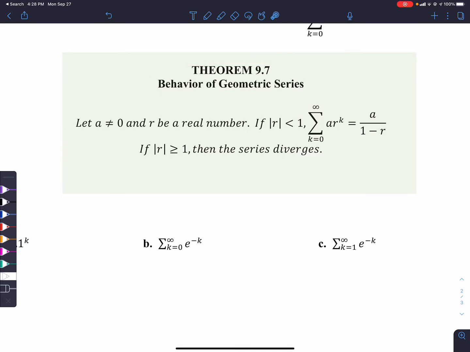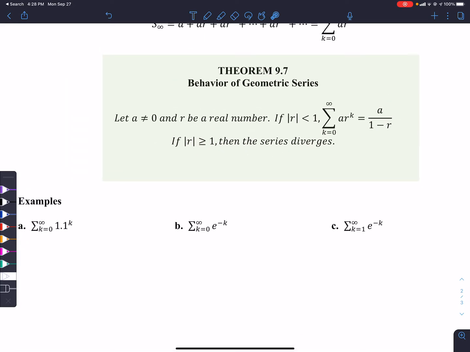So a couple things must be true. A must not be 0. Because if you start with 0, it's just going to be 0 plus 0 plus 0. It's kind of dumb. R has to be a real number, no imaginaries, right? And then here, absolute value of R must be less than 1 for this to work. If that is true, the sum of infinite number of terms is just the first term divided by 1 minus R. But this must be true. The absolute value of R must be less than 1. I'll kind of give an explanation in a second. If your R is greater than or equal to 1, the series will diverge. So you're out of luck there.